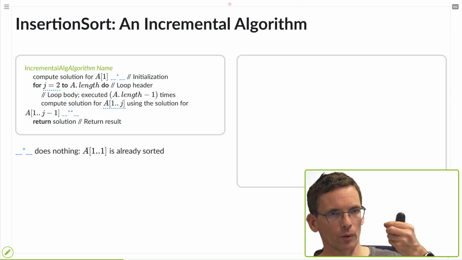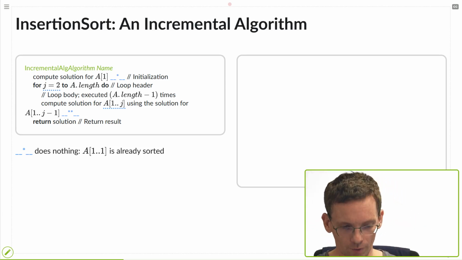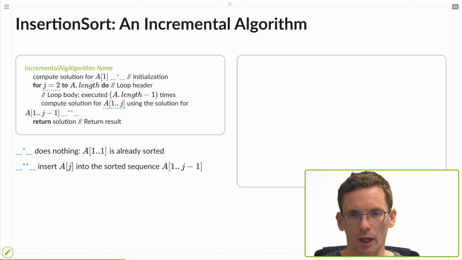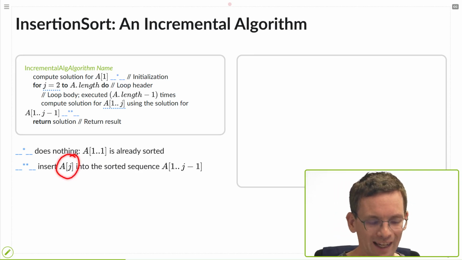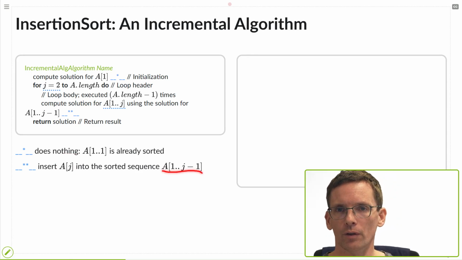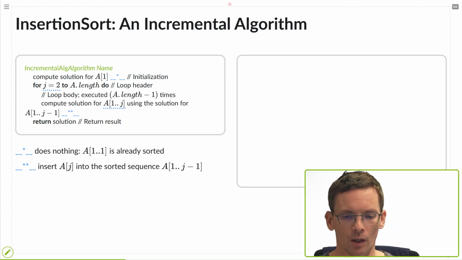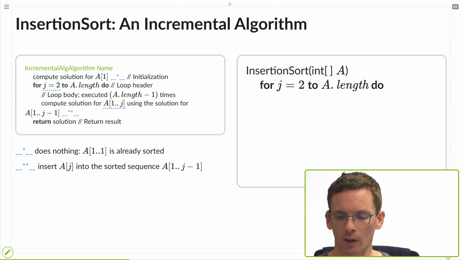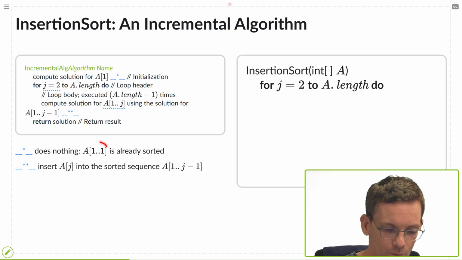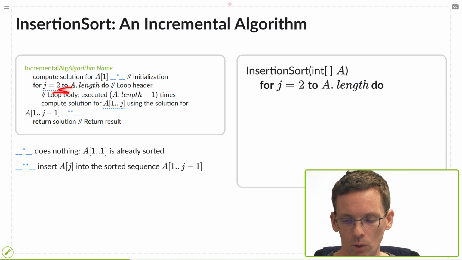The solution for the first element: if I only have one element, it's simply sorted, and I don't have to do anything. In each further iteration, I need to insert the jth element into the sorted sequence of the first j minus 1 elements. And how can we do this? Insertion sort does this in the following way. For the first element, we had to do nothing, so we immediately start with the second, with this loop.